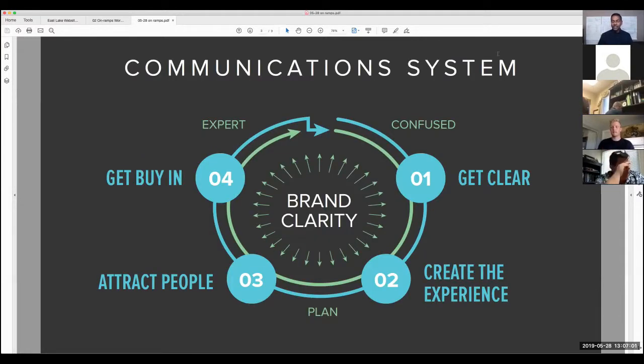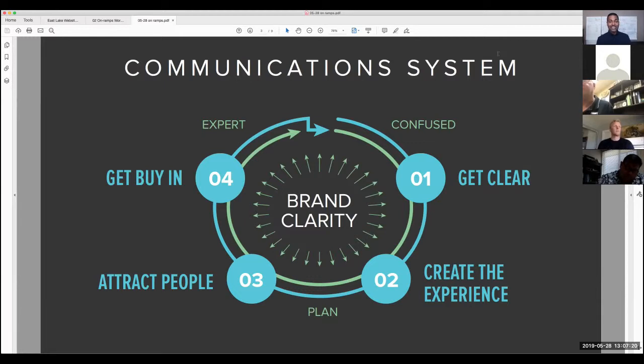And there's 4 areas that we're really going to hit on with this membership. One is to get clear. Number 2 is to create the experience. So once you get clear about who you serve, it all starts there. Who do you serve, and what are their problems? And then we want to create an experience that meets their needs. And then we want to attract people.